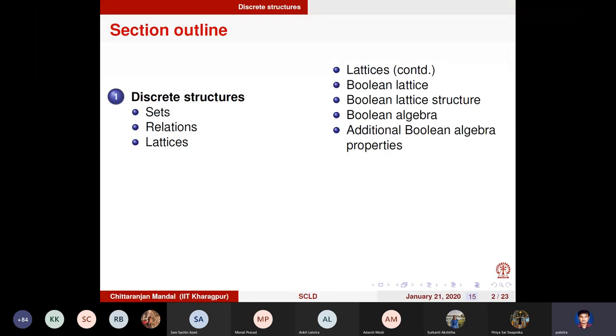All right, so we'll start from more fundamental objects like sets and relations, and finally we'll end up defining an object called a lattice, and we'll see that all these Boolean functions we talked about can be represented as lattices. So these lattices are a nice mathematical representation of these Boolean logic functions that we have so far been dealing with.